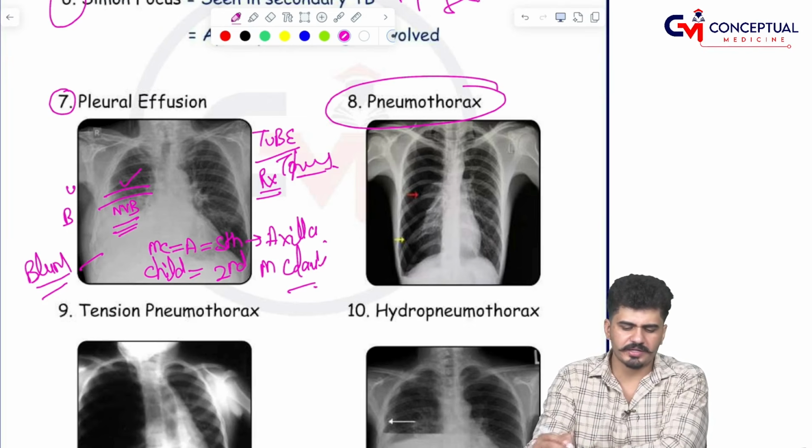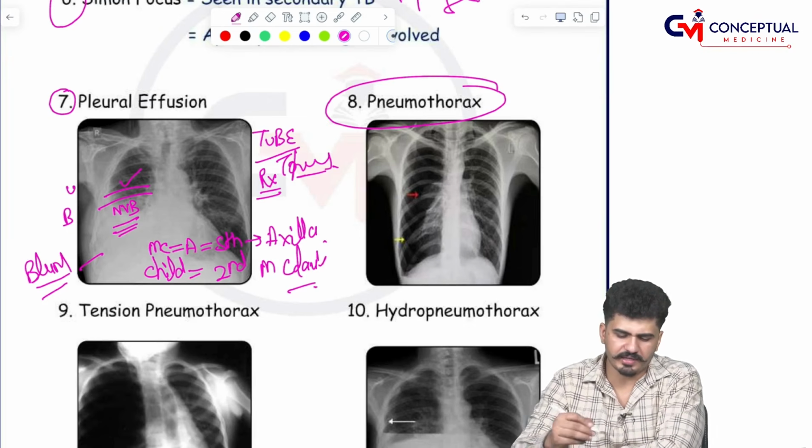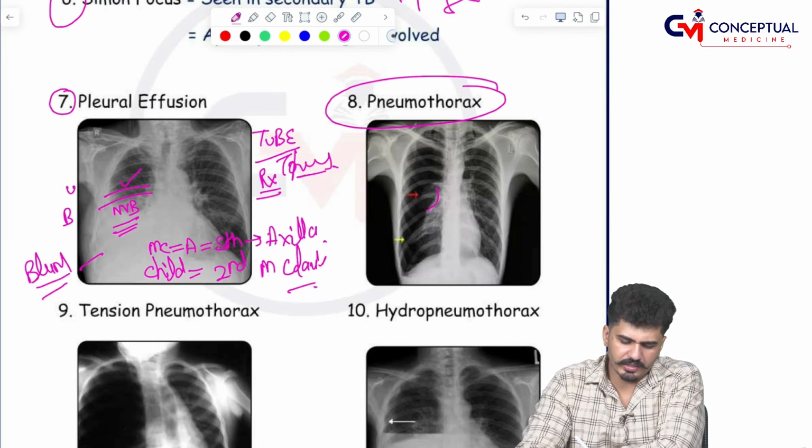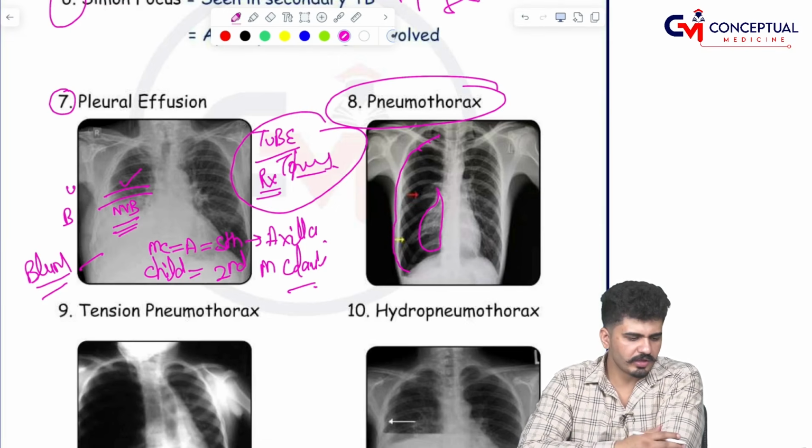Now coming to the same condition, pneumothorax. Now, instead of water, what has filled in? Air. So you can see your lung is getting collapsed, and between the visceral and the parietal pleura, you will see complete air, which is making it collapse. In this also, you will do a tube thoracotomy.